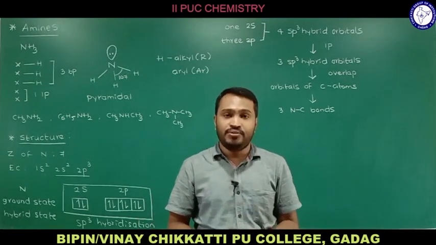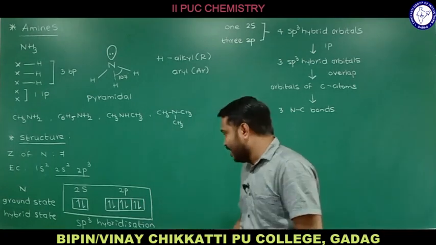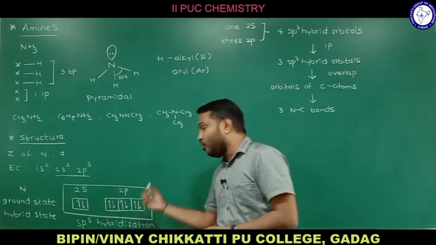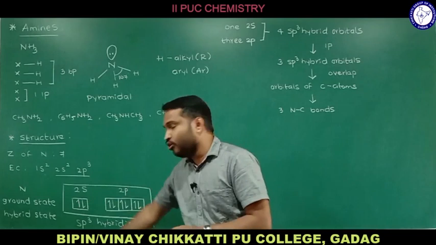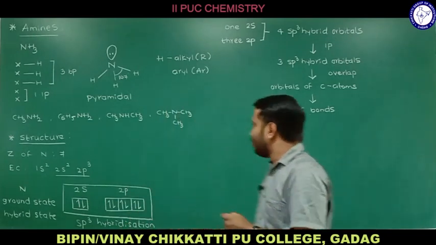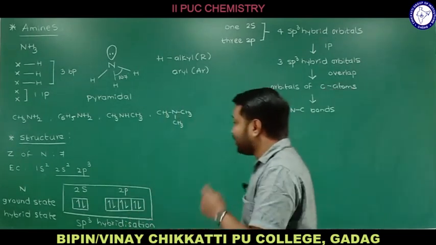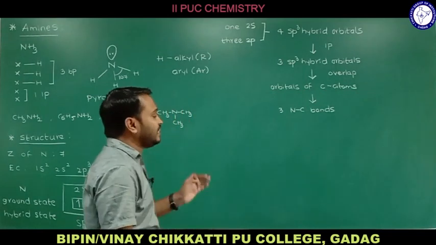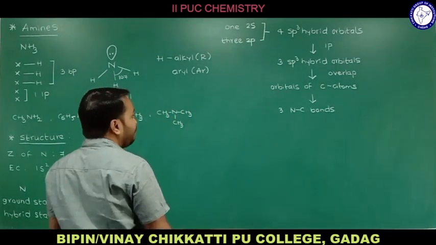And as we know, according to VSEPR theory, you can apply that we have 3 bonded pairs of electrons and 1 lone pair of electrons. As I explained already, here also we are going to get the geometry that is tetrahedral and the shape would be pyramidal, you can say.